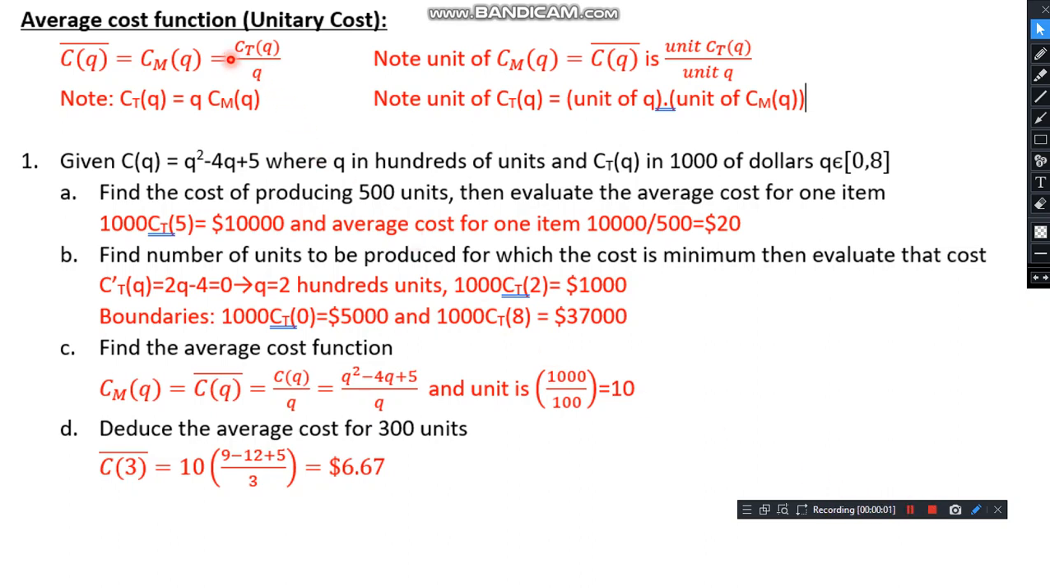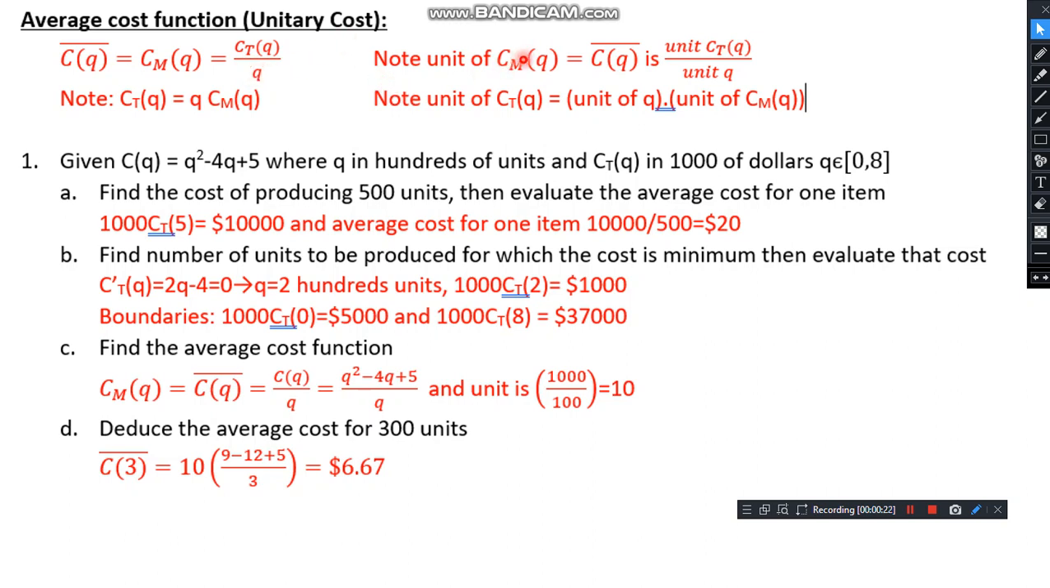Hi students, our study today is about the average cost. It can be denoted either by C bar of Q, which is most often used, or C big M of Q. It's the total cost over the number of products. By its definition, average cost is the total cost divided by the number of products sold.